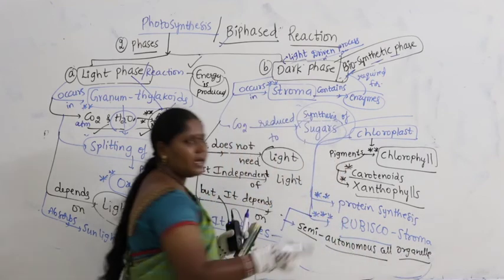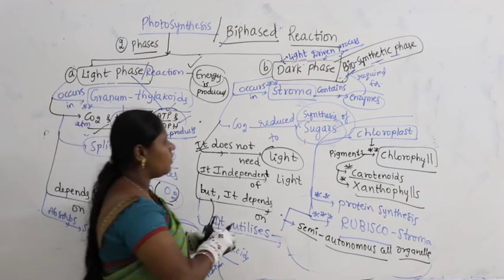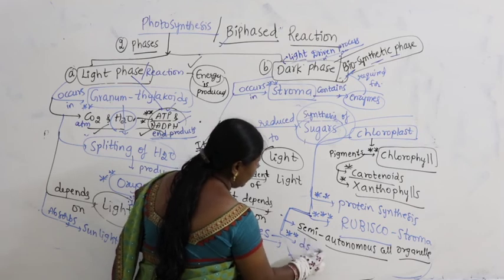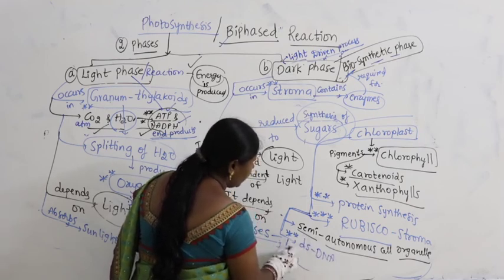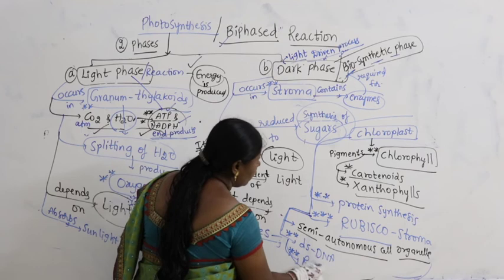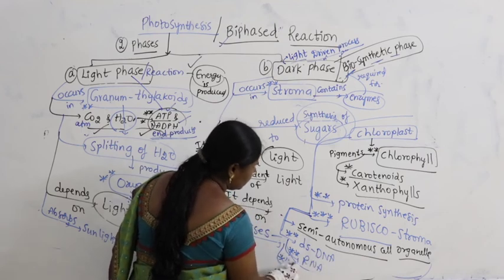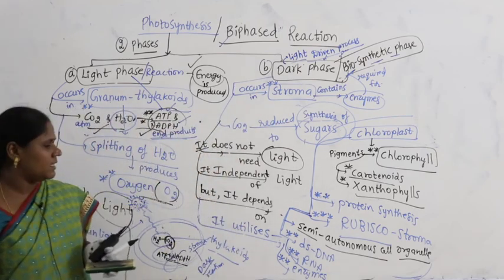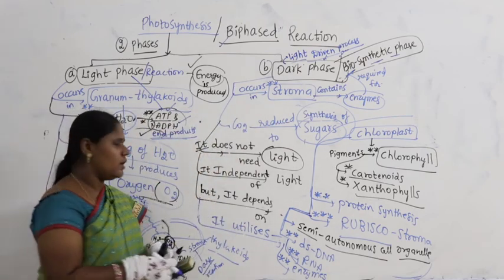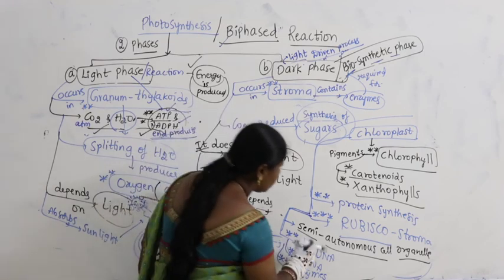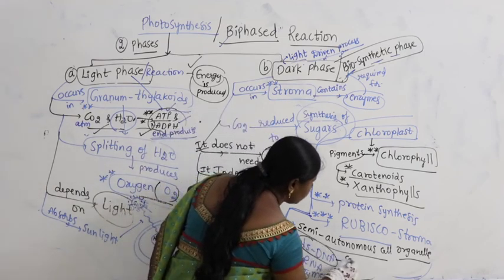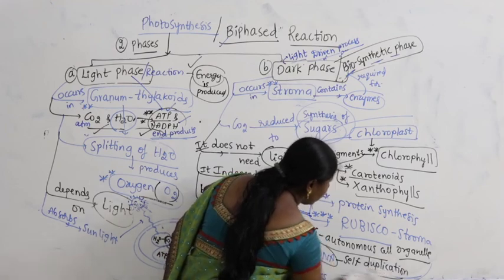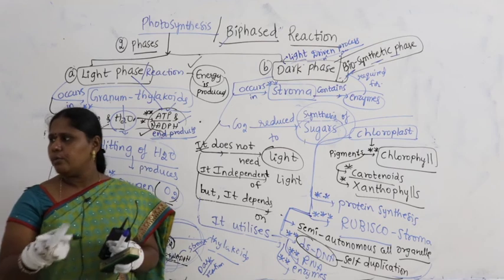Why is it called a semi-autonomous cell organelle? Because the chloroplast itself contains double-stranded DNA, along with that it also contains RNA, including the enzymes which are required for photosynthesis. Because of the double-stranded DNA, it undergoes the process called self-duplication.